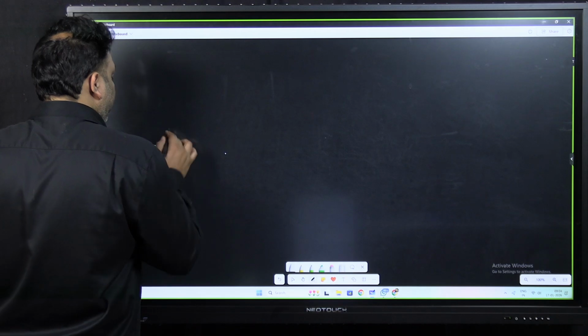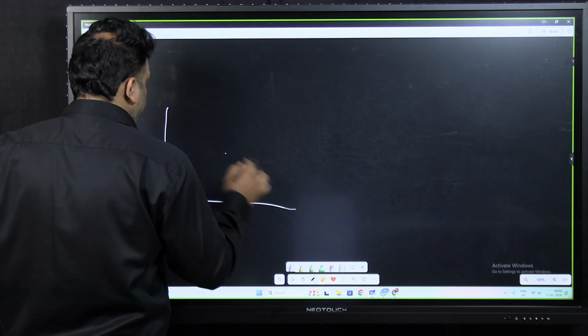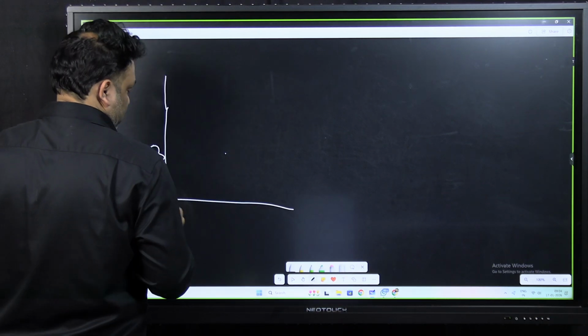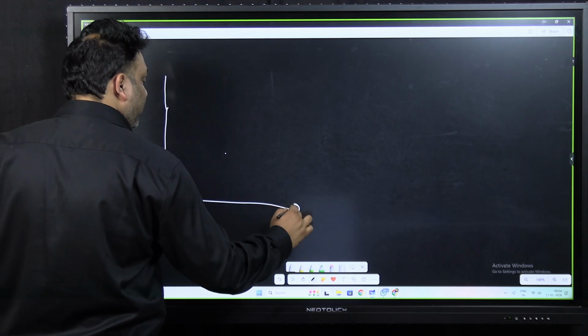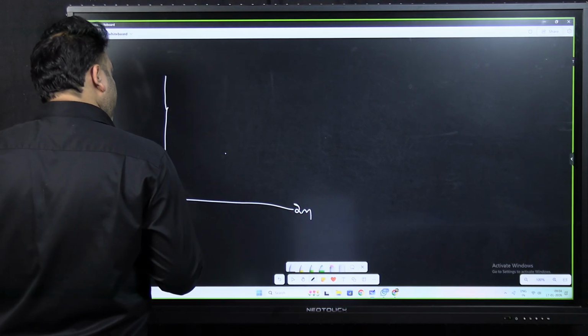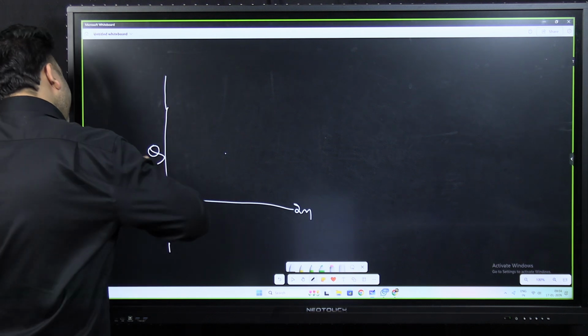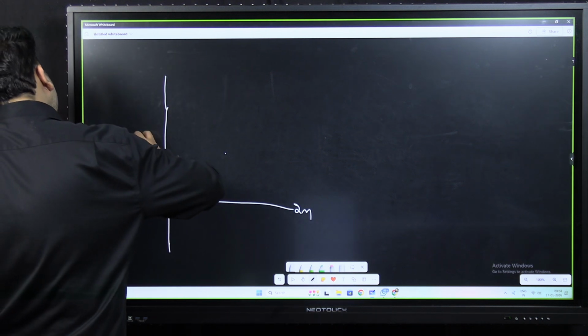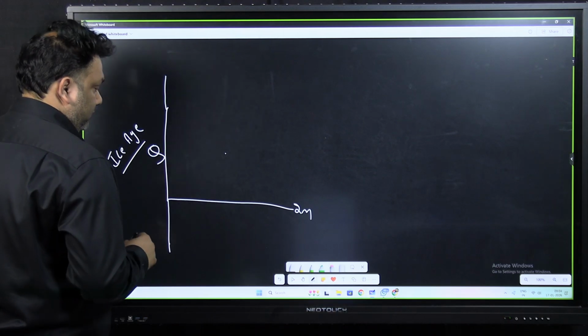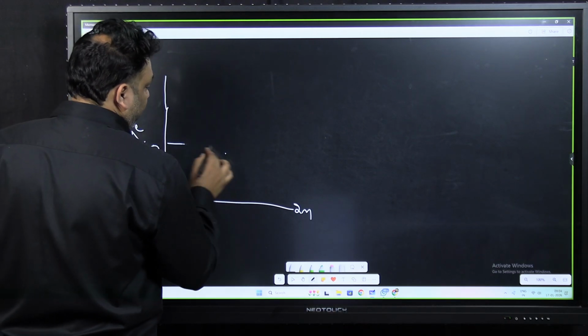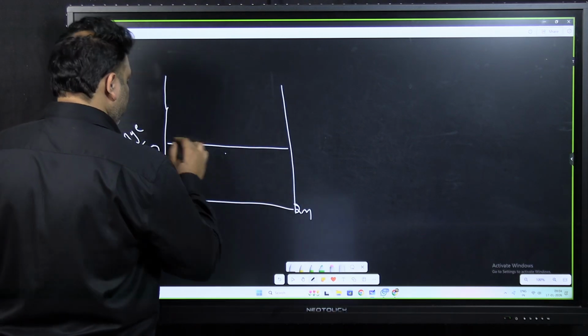So, quaternary time period. Tertiary, 2 million years. So, this is during the quaternary time period, the Ice Age also started. Ice Age. Okay. So, the quaternary is further divided into two.